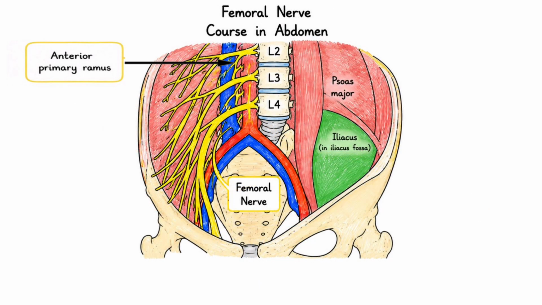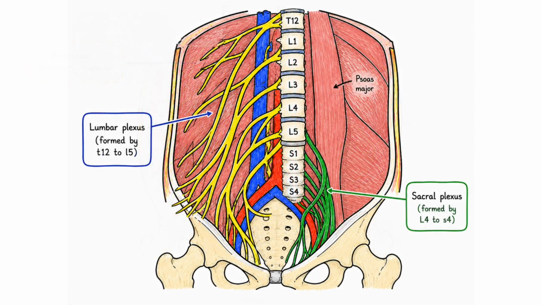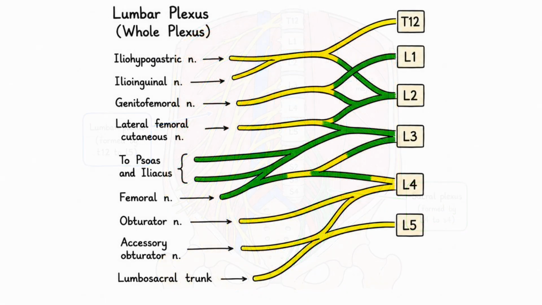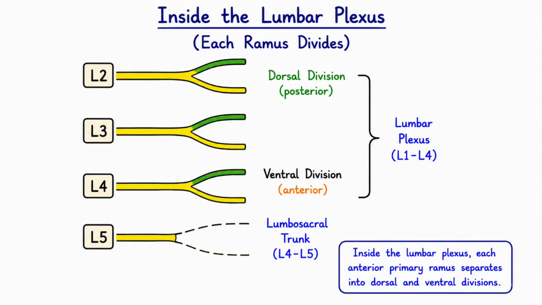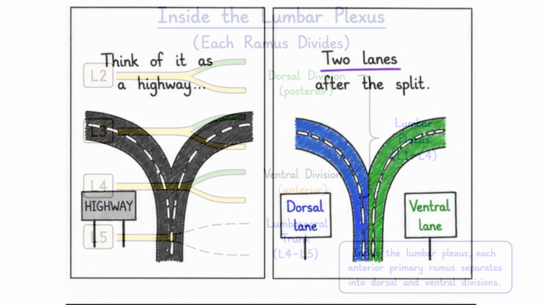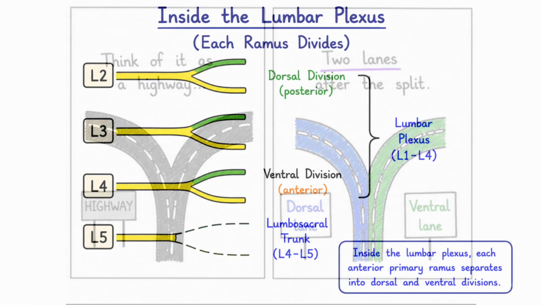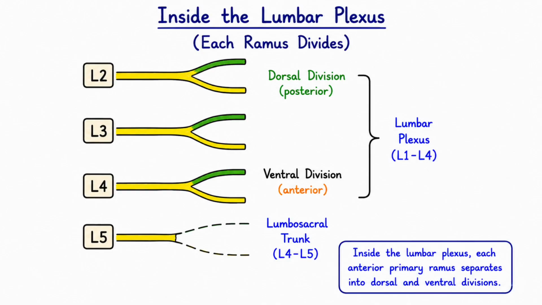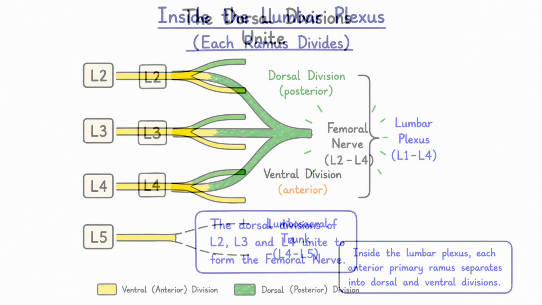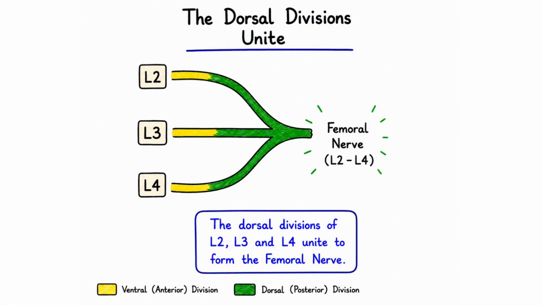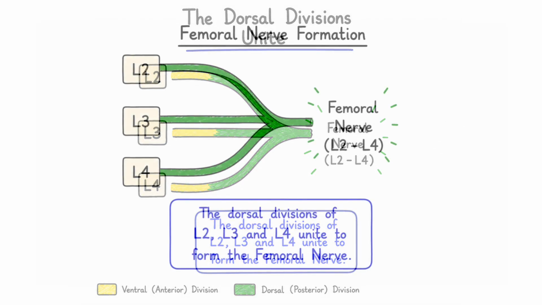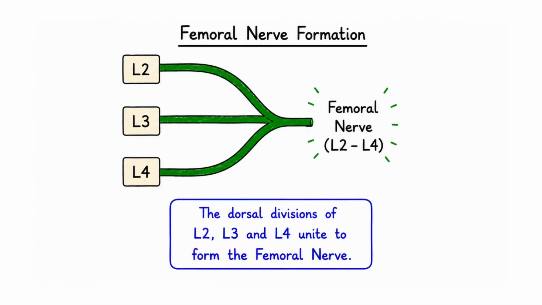So here is the anterior primary rami and here is the lumbar plexus. Now inside the lumbar plexus, each anterior primary ramus separates into two divisions, the dorsal division and the ventral division. Think of it as highway splitting into two lanes. So this is a highway going and these are the two lanes. One is the dorsal division, one is the ventral division. The fibers in these two divisions eventually join into different nerves. For the femoral nerve, only the dorsal divisions of L2, L3 and L4 unite and form the nerve.